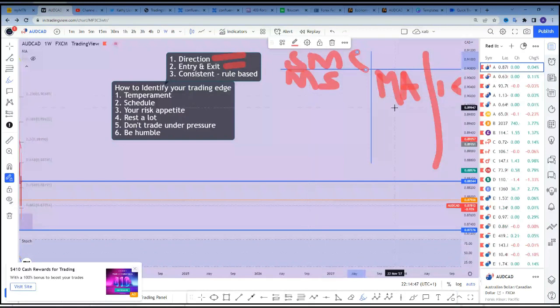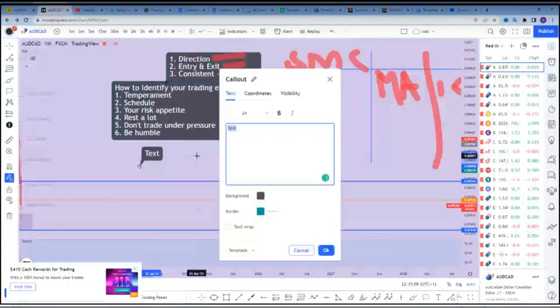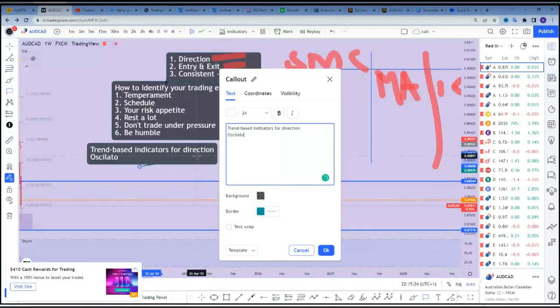But when it comes to using moving averages for direction, when it comes to using indicators, you want to use trend-based indicators for identifying the trend, and you want to use oscillators for your entry and exit. Let me quickly write that on the board. Trend-based indicators for direction, and then oscillators for entry and exit.